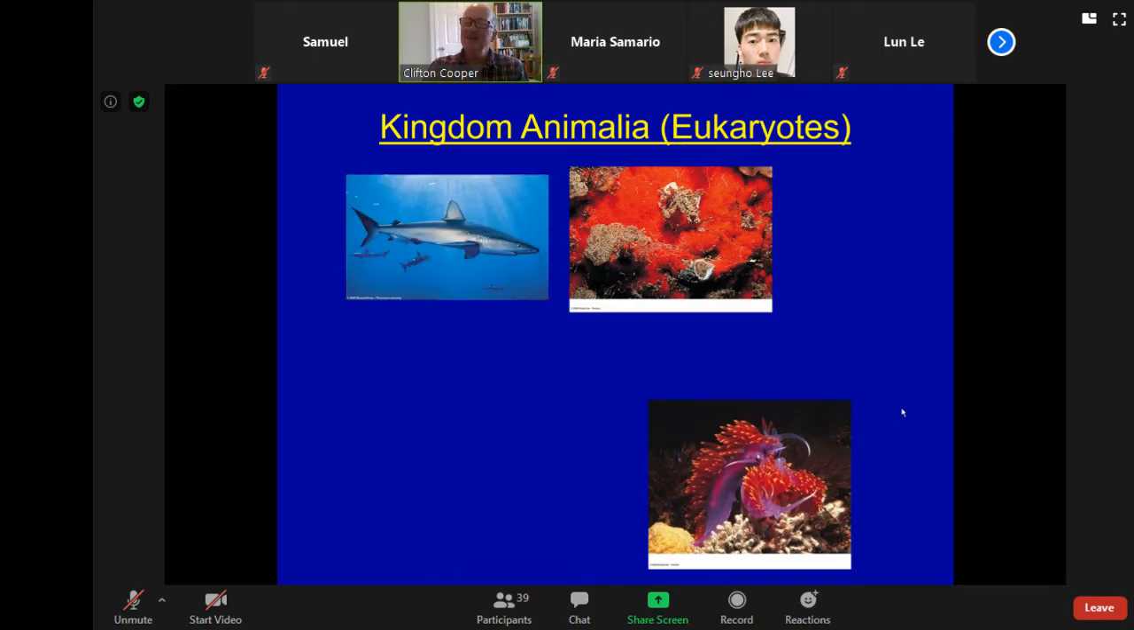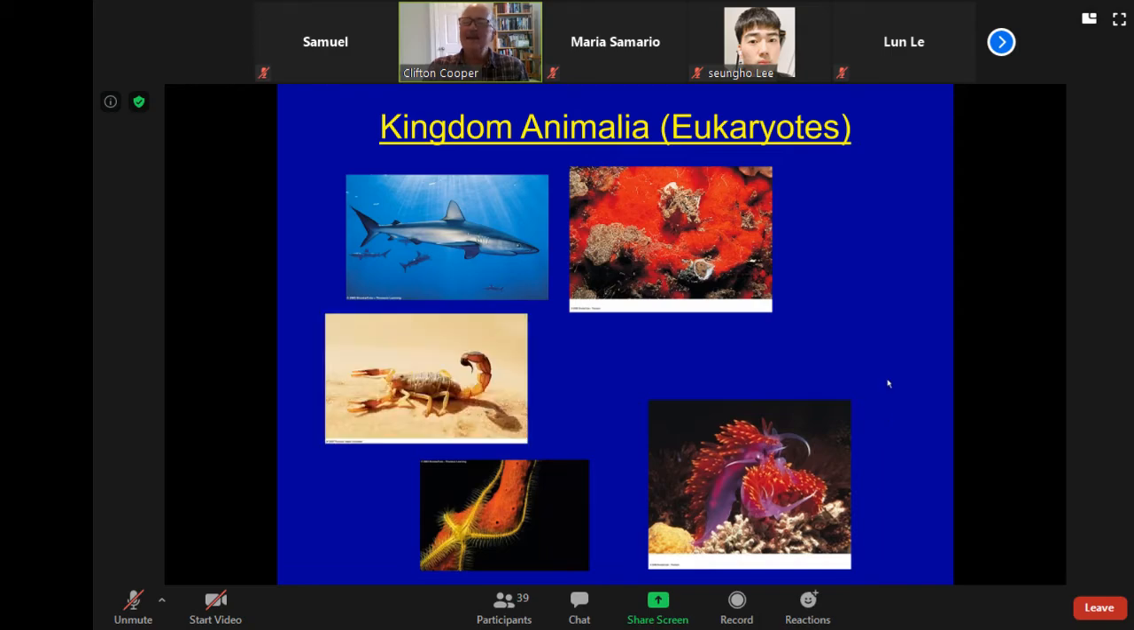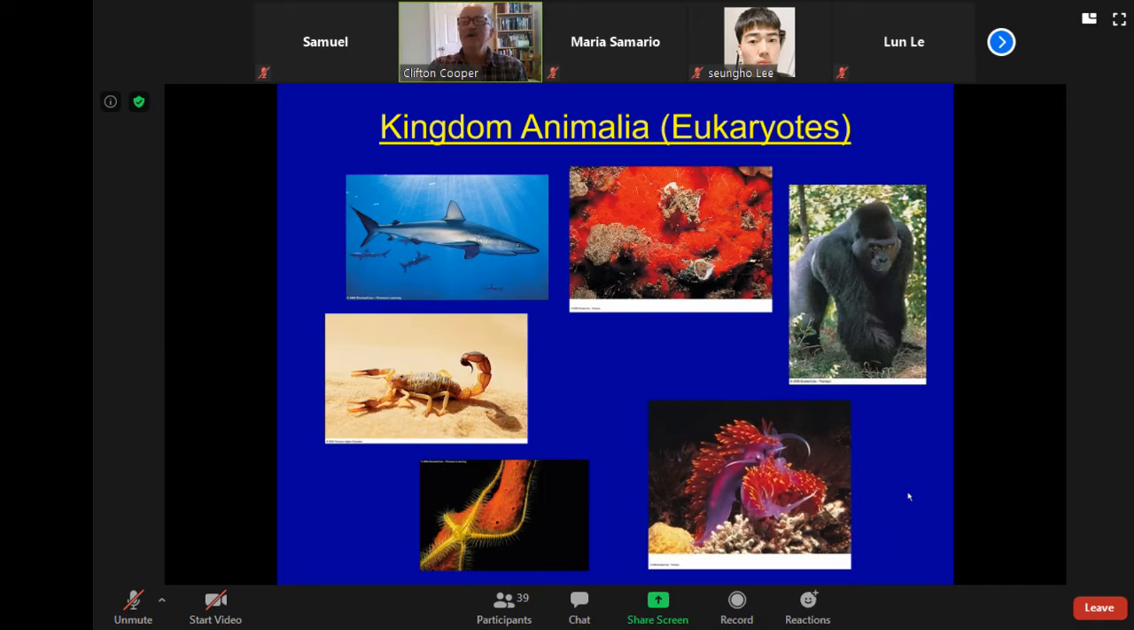Sharks, obviously animals. Sea stars of various types. Any kind of arthropod, like the scorpion, the gorilla, all of these are animals. Well, all animals fit under this heading of what we call kingdom Animalia.